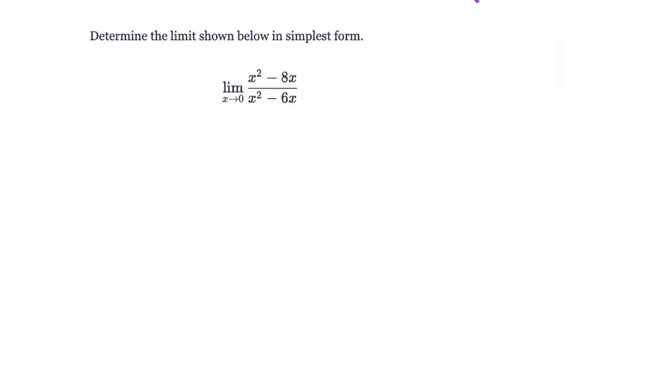If you're watching this at home, pause the video, try this problem, and then come back when you're done.